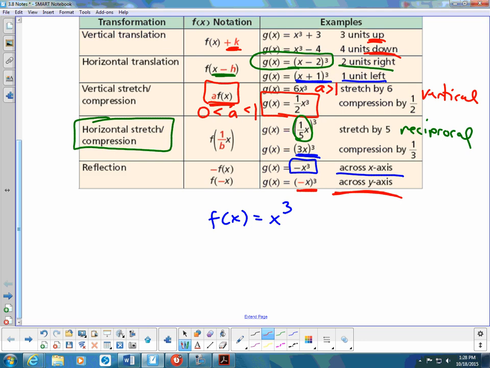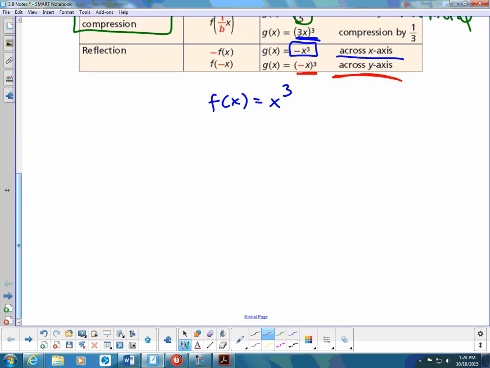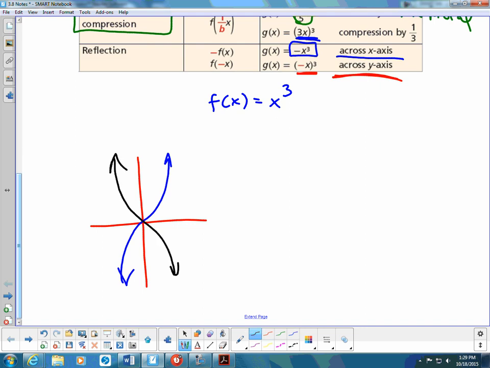But you know, x cubed is not the best example to look at that with, because when you reflect the x cubed graph, which looks like this, over the x-axis, then it's going to end up looking like this, but guess what? That's the same as if I had reflected it over the y-axis. So not the best example. So let's take a look at a better example.